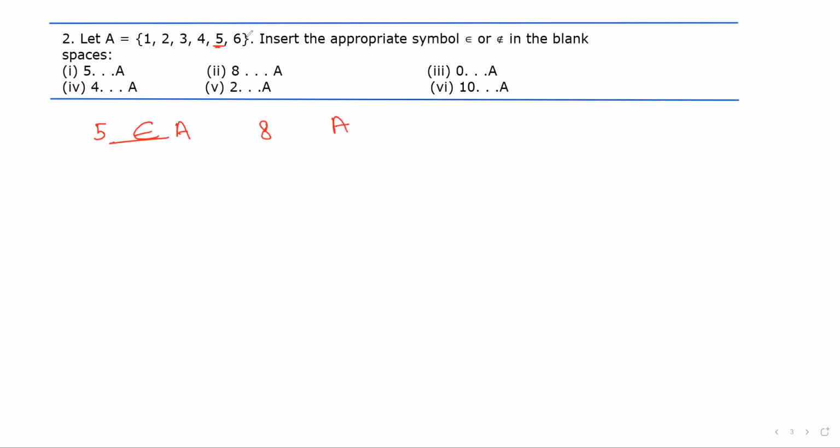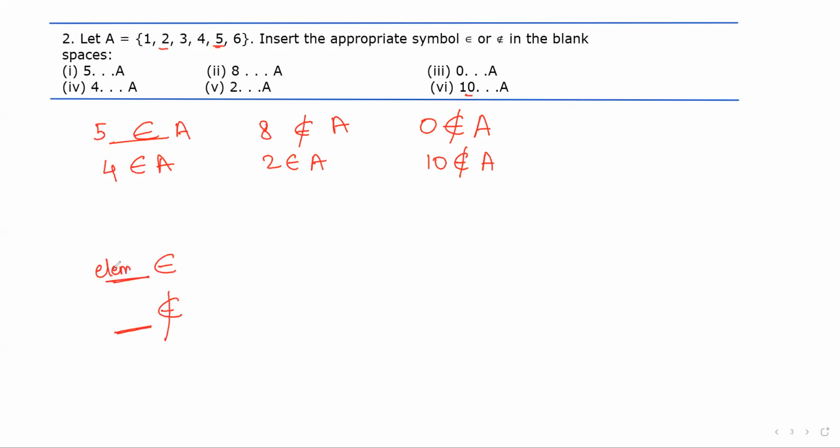8 _ A. Can you find 8 over here in the elements of A? No, so it does not belong to A. 0 _ A. 0 does not belong to A. All you have to do is check whether the left-hand value of your dotted line is present as an element of A or not. 4 belongs to A because 4 is an element of A. 2, we have 2. 2 belongs to A. 10, there is no 10, so 10 does not belong to A. When you use belongs to or does not belong to, the left-hand side value is an element and the right-hand side value is a set name or a set. Next.